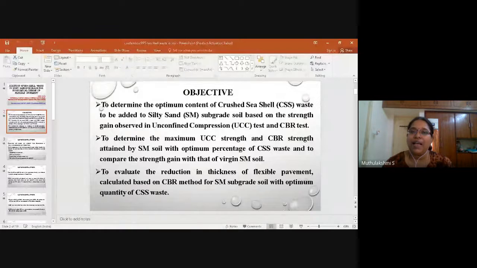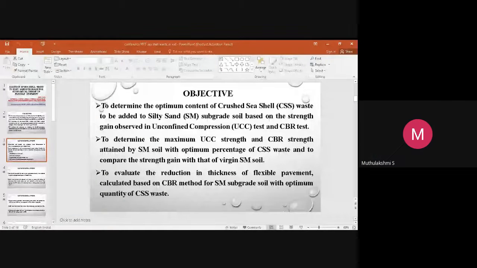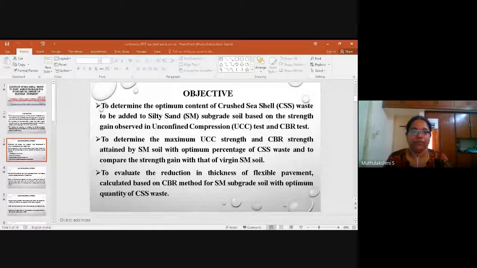The objective of this study is to determine the optimum content of crushed seashell waste that can be added to a locally available soil, that is silty sand, so that maximum shear strength and CBR strength are achieved. What is the maximum strength, UCC and CBR strength, obtained when compared with the virgin or untreated soil? And what is the percentage reduction in thickness of flexible pavement that can be achieved by adding this optimum quantity of crushed seashell waste?